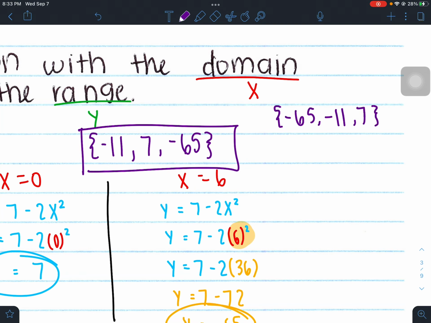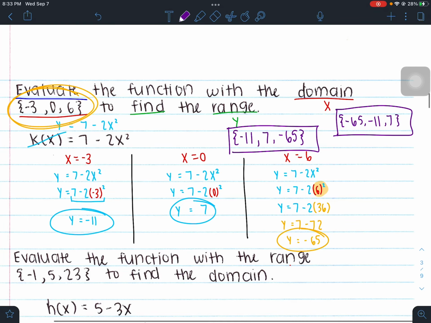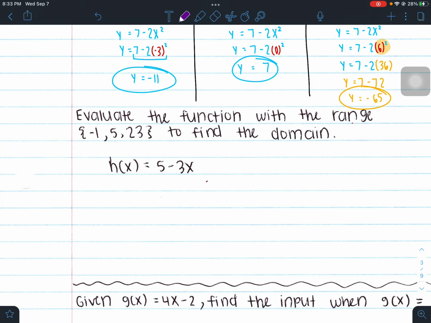So -65, -11, 7. STAR tests will commonly list things from least to greatest in answer choices. So just know that the order doesn't technically matter as long as all the numbers that you listed are there. I'm not going to be super picky about it, but just an FYI. All right, moving on to the next problem.